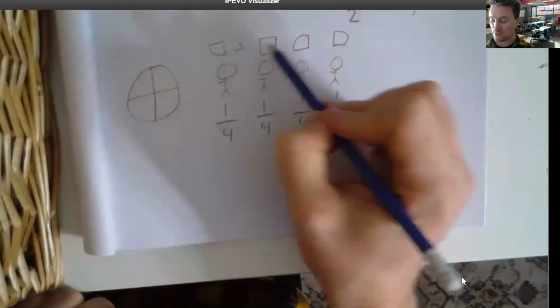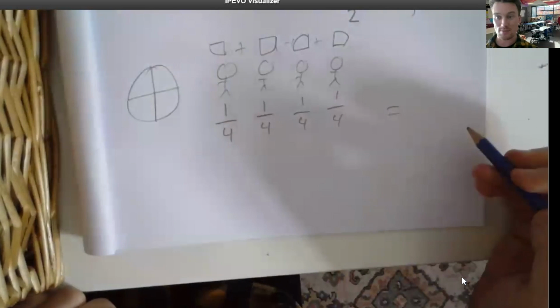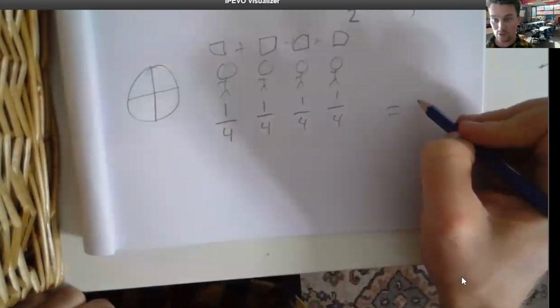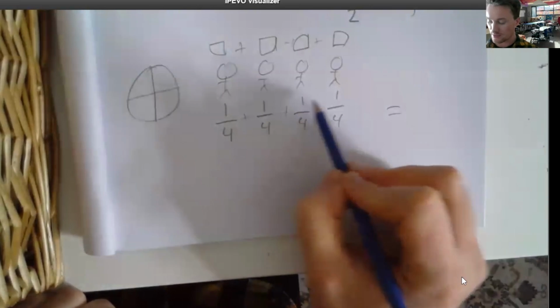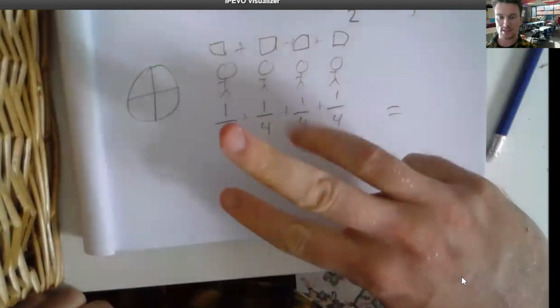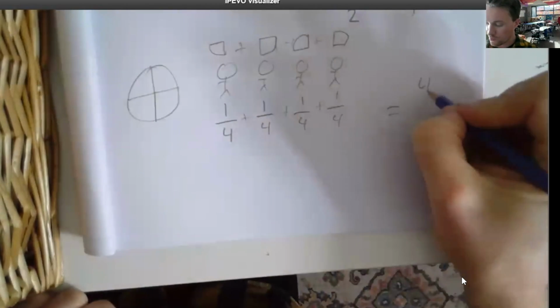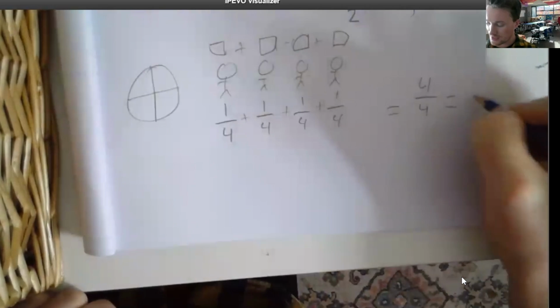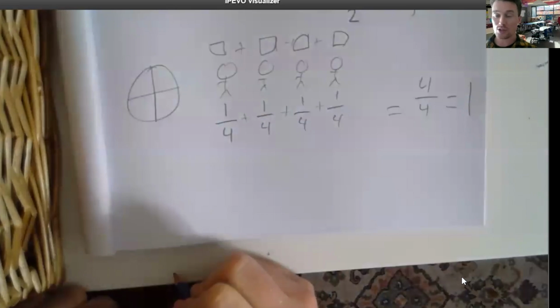And when you add them all together, what does it go back to? It goes back to a whole, or 1 plus 1 plus 1 plus 1, how many? 4. So 4/4 would equal 1 whole pizza, or 1. So you can keep doing this.